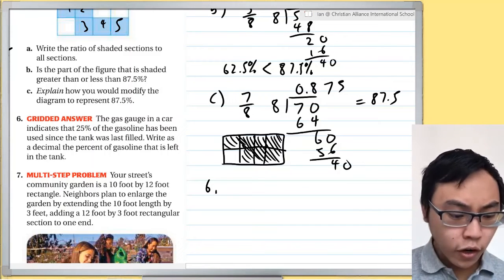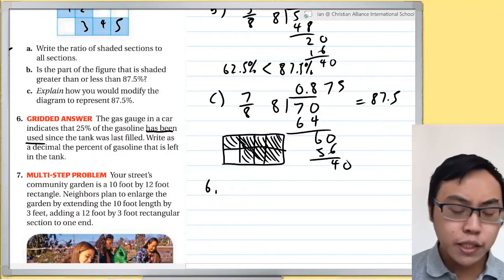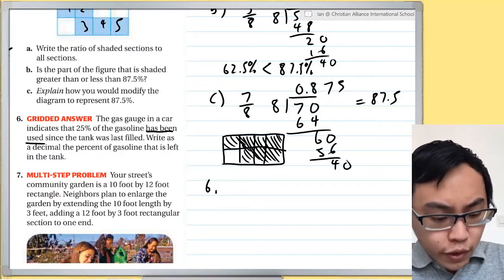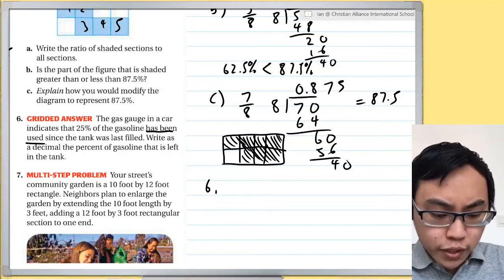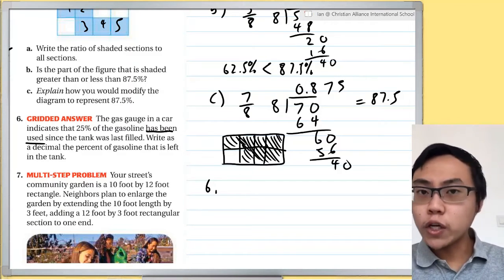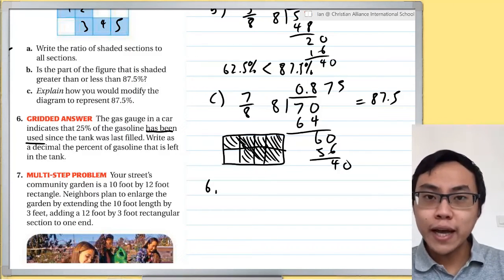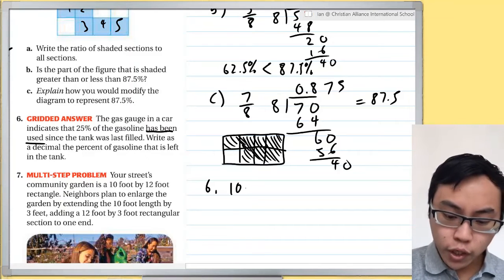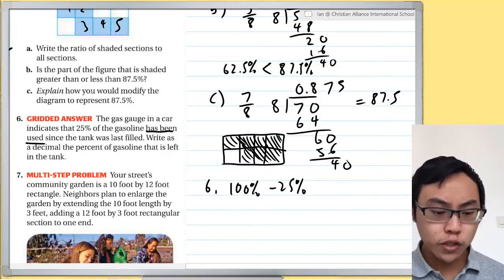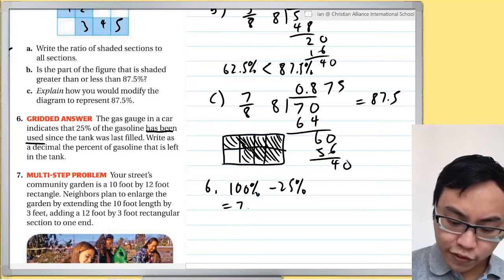The gas gauge in the car indicates 25% of the gasoline has been used. Keep that in mind. Now, since the last tank was filled, write as a decimal the percent of gasoline that is left in the tank. So if we start off with 100% and 25% was used, how many percent of the gas tank is left? First of all, 100% of the gas minus 25% that has been used since the tank was last filled, that's going to be 75% left.